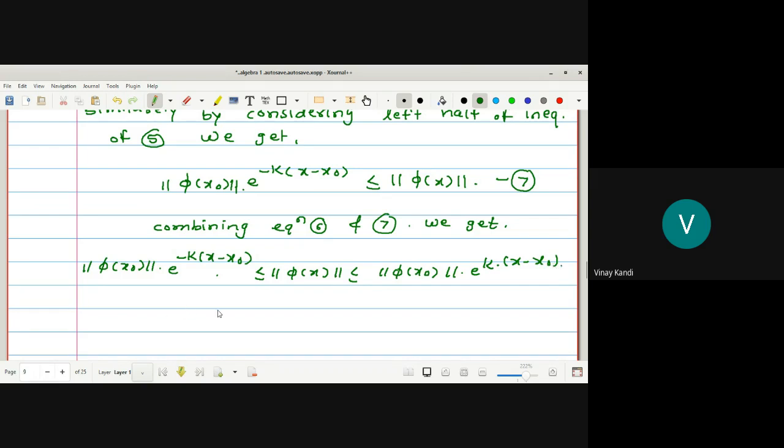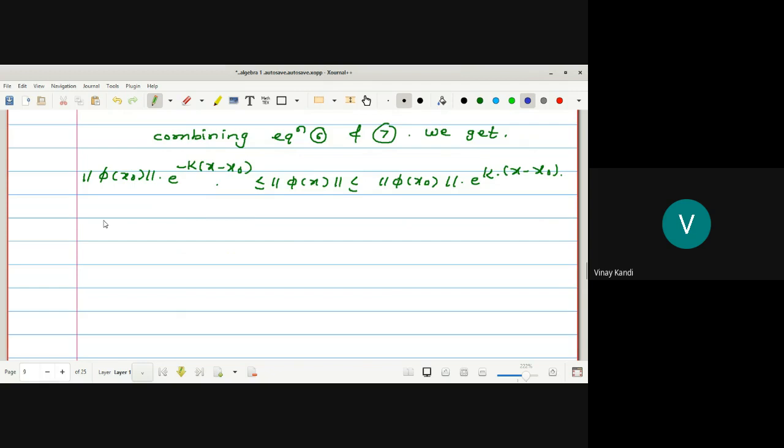Any doubt? No, sir. Now the second case, case 2. Suppose x naught is greater than x, then we have x naught minus x greater than 0. In case 1, x was greater than x naught. Now in case 2, if x naught is greater than x, then x naught minus x is greater than 0.